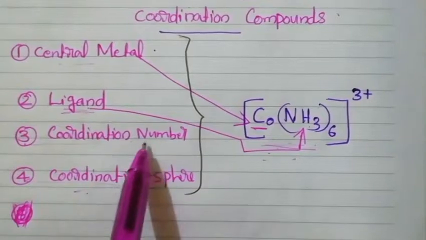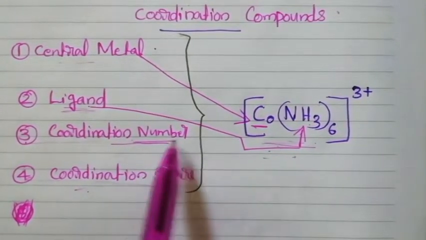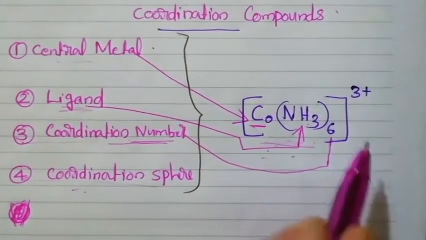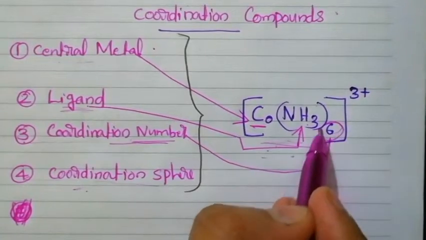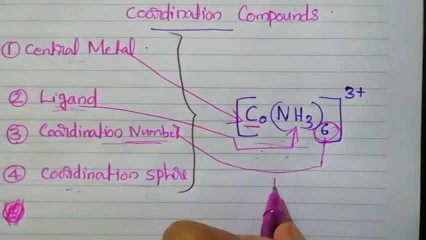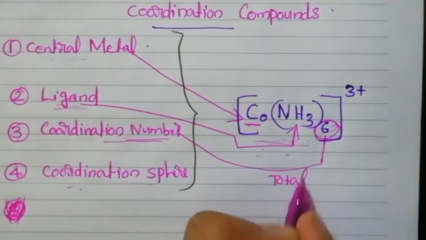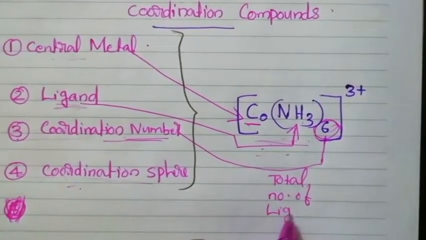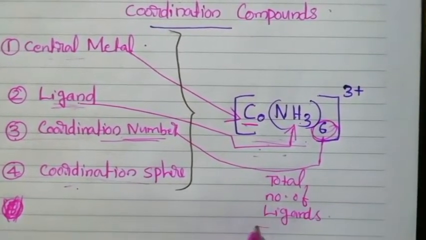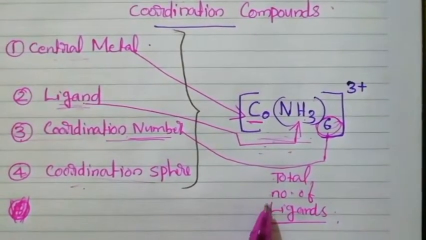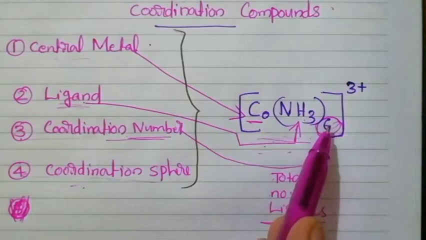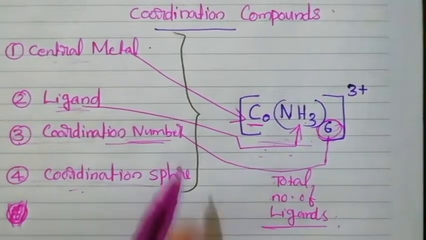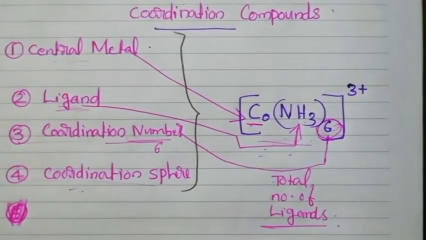And now the new term, coordination number. Coordination number is the total number of ligands attached to the central metal atom. Here it is 6: six NH3 are attached to Co. Therefore, the coordination number of this compound is 6. This is an important term that we will study separately. Just understand that the total number of ligands in a coordination compound is called the coordination number. It can be 6, 4, 3 or any whole number.